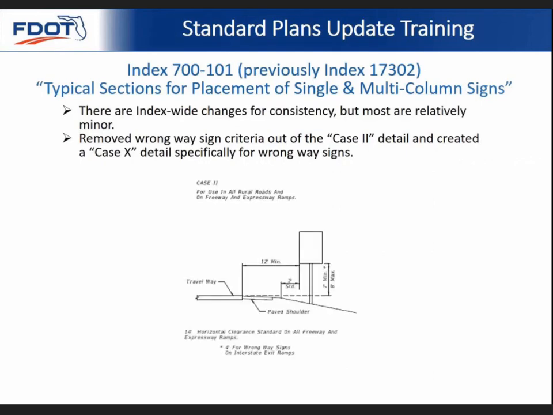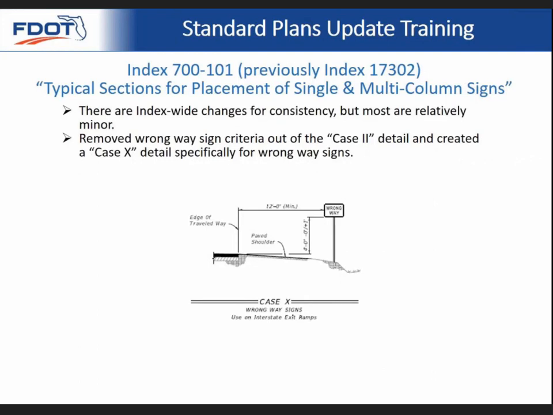So this is showing the previous case 2 where the wrong way sign was just an asterisk of the typical sign placement on rural roads and actually strictly on expressway ramps in this case. So the new detail is just showing the specific use of the wrong way signs. This old design standard was in some occasions causing some confusion.